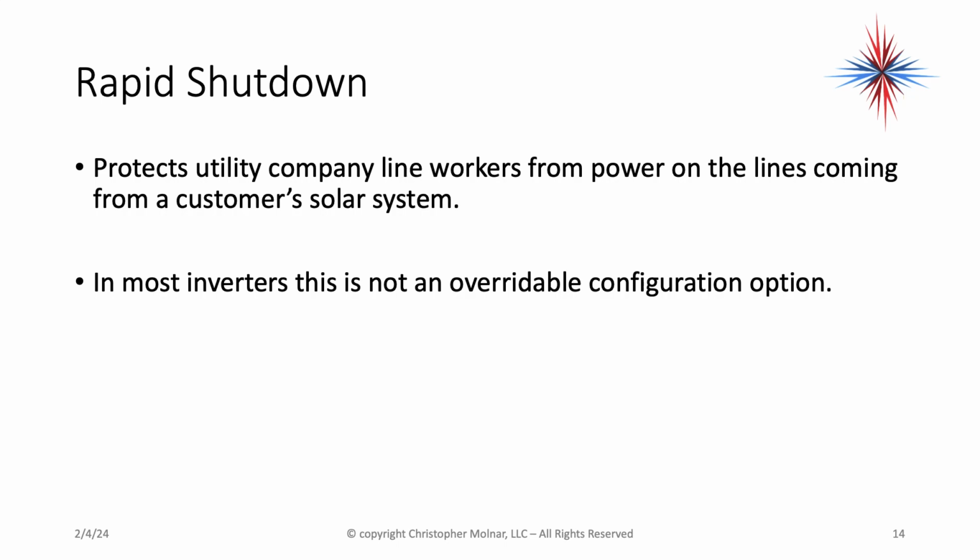Think about it. Once that 240 volts that your solar system outputs hits that transformer on the pole, it could be upwards of 20,000 volts when it gets onto the line. That lineman, thinking that the line is dead and power shut down, could get electrocuted by that voltage from a solar system that did not shut down properly. In most solar systems, this rapid shutdown is not an overrideable configuration option. It is something that is hard programmed into the chipset.